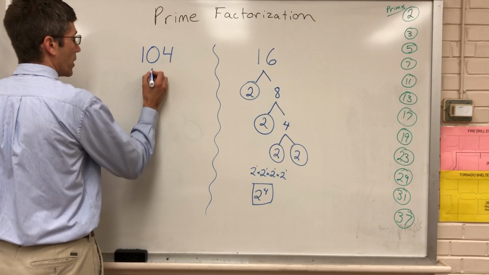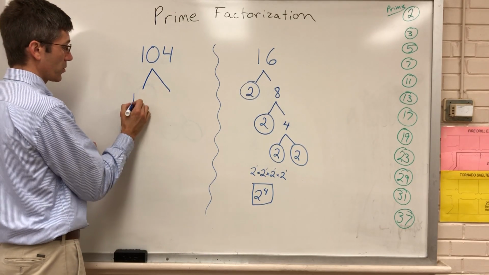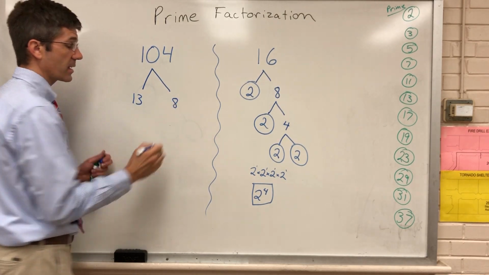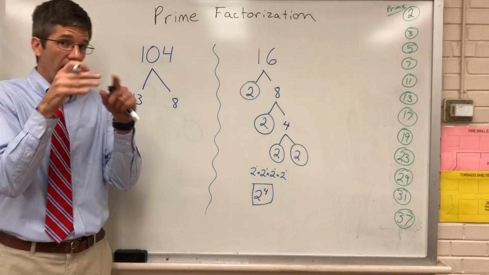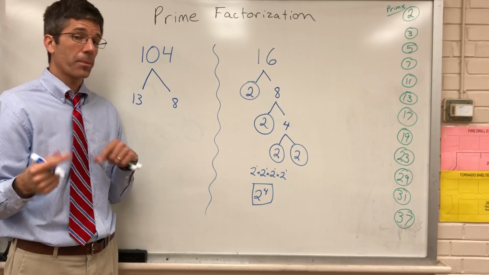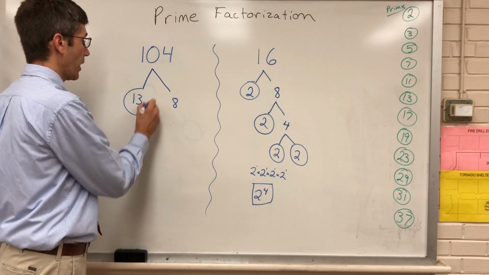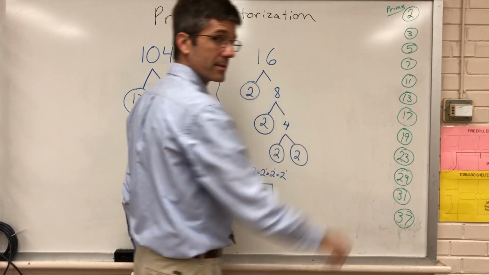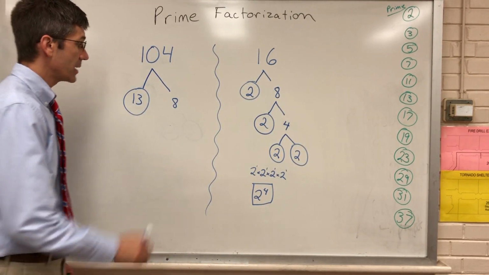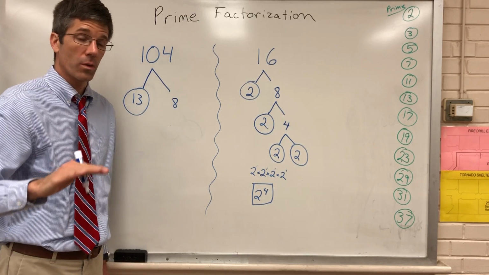So, see, some of them are a little bit tricky. So 13 times 8. If you have factored and you see a prime number, circle it. 13 is prime. How do you know? Because it's on my list. That's why we made that list. Is 8 prime? No, it's not.